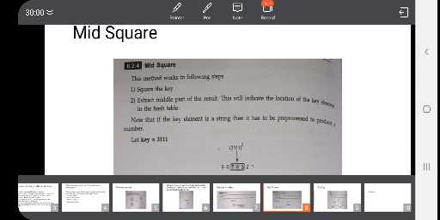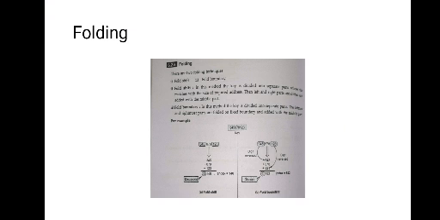Now let's move on to the last method, that is folding. In folding, there are two folding techniques. First is fold shift and the second is fold boundary. First, let us see fold shift. In this method, the key is divided into separate parts whose size matches with the size of the required address. Then the left and right parts are shifted and added with the middle part.